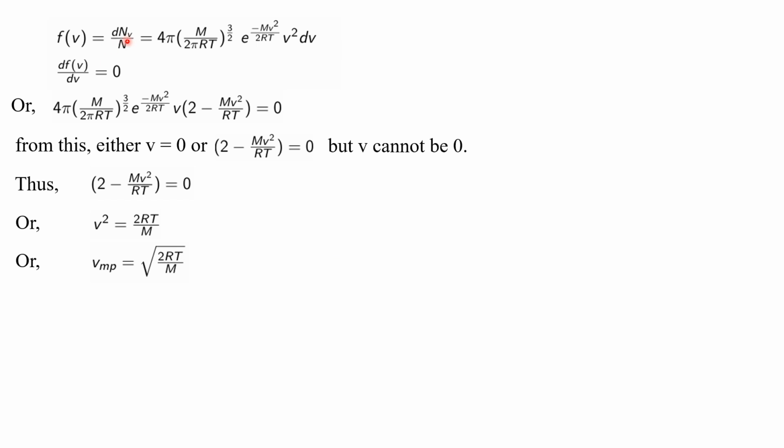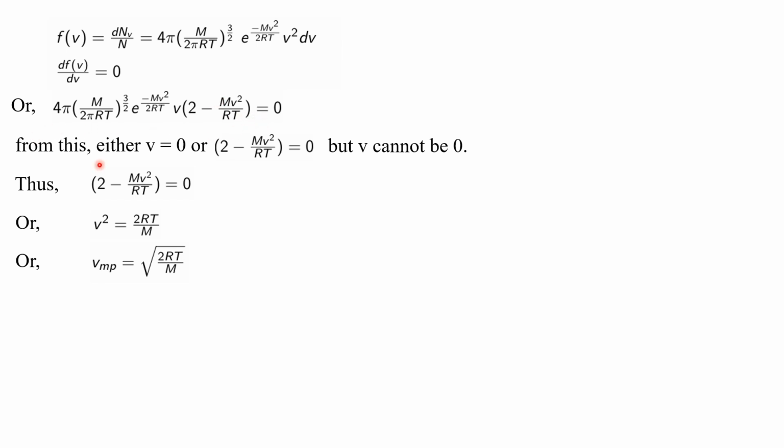So dN_v by N is 4 pi, and then (m by 2 pi RT) to the 3 by 2, where m is the molar mass of the gas, times e to the minus m v square by 2RT, times v square. If we differentiate f(v) with respect to v, the velocity, and make it 0, we get 4 pi (m by 2 pi RT) to the 3 by 2, e to the minus m v square by 2RT, and for this one we get 2v, and then if we differentiate the other v term here, we get another term.